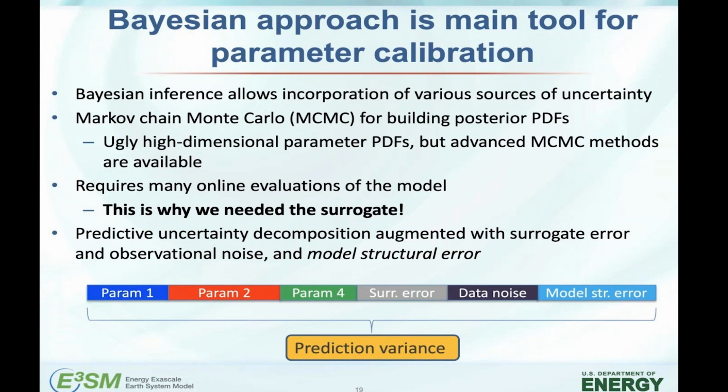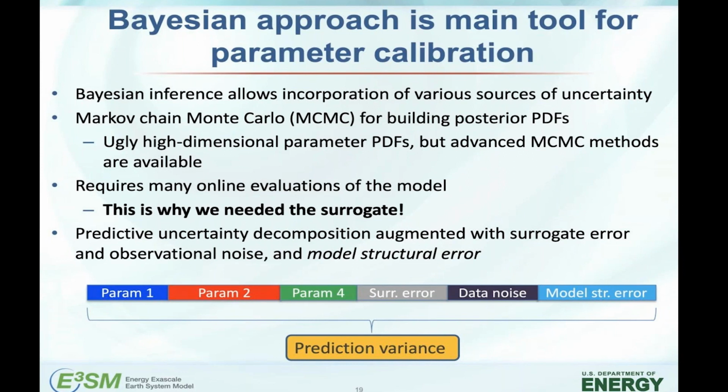After the fact, when we get this calibration done, we can do prediction, and then we can decompose the variance of the prediction into various pieces, including parameter contributions like the global sensitivity analysis that Dan mentioned, also surrogate error, data noise, and one little piece that is essentially state-of-the-art work that we have done recently: model structural error is also a component of this prediction variance that we are building into this Bayesian likelihood.